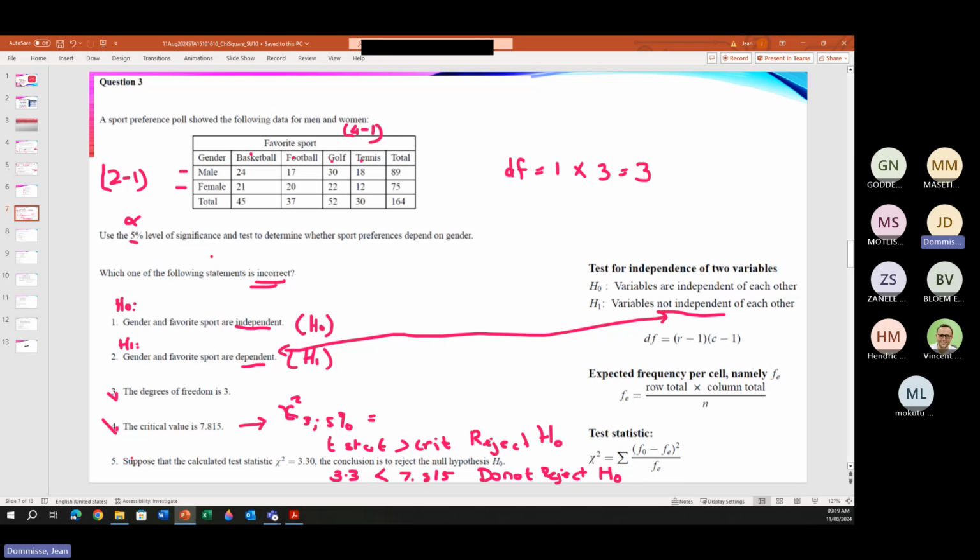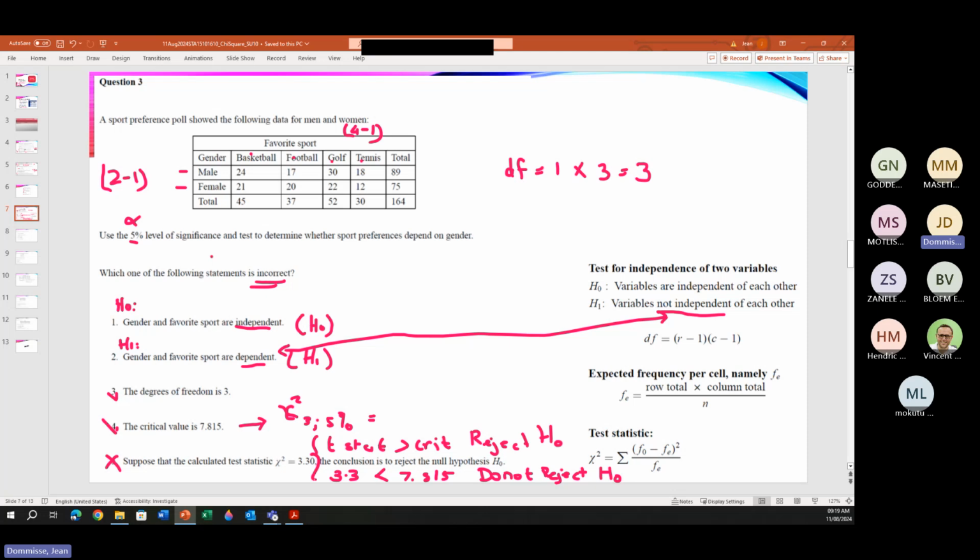Let's read what they say. Suppose that the calculated t-stat is 3.3. The conclusion is to reject the null hypothesis. That is the incorrect one, because we do not reject the null hypothesis, because our t-stat is smaller than your critical value.